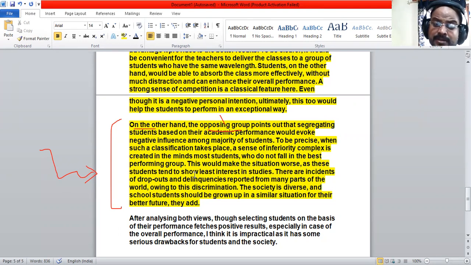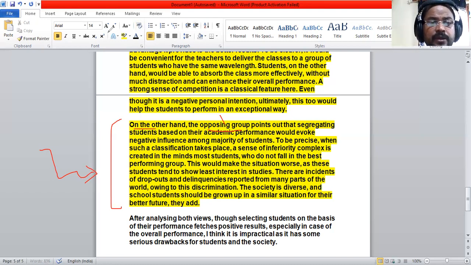Society is diverse and school students should be grown up in a similar situation for the better future they have. You can see society does not consist of a very similar group of people. We have different people from different social backgrounds, economic backgrounds, religious backgrounds, cultural backgrounds. So we have to live in this particular society. So schools should also provide a similar environment for the students. This is what the second paragraph says. So it makes it stronger than the first.